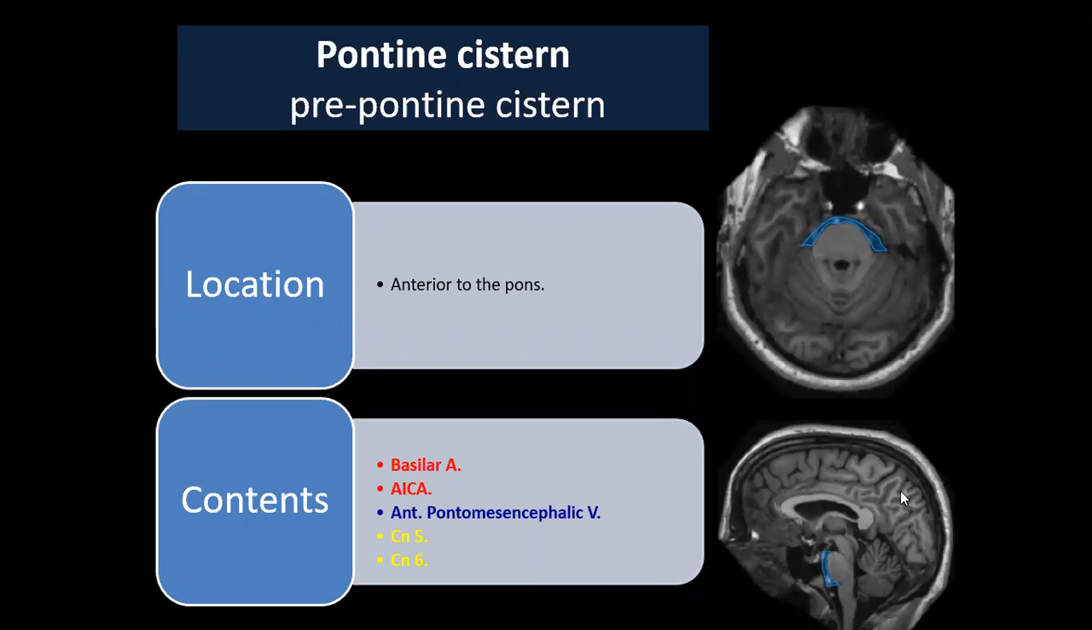The second system is the prepontine system, anterior to the pons. It contains the basilar artery and the AICA, which is a branch of the basilar artery, the anterior pontomesencephalic vein, and 2 cranial nerves: cranial nerve number 5, the trigeminal, and cranial nerve number 6, the abducent nerve.